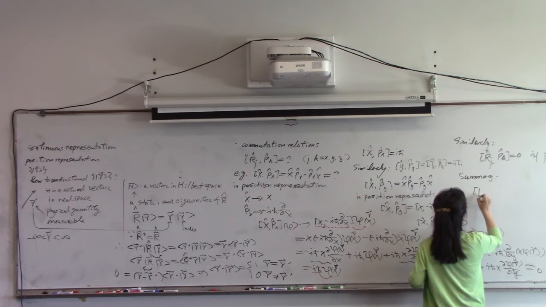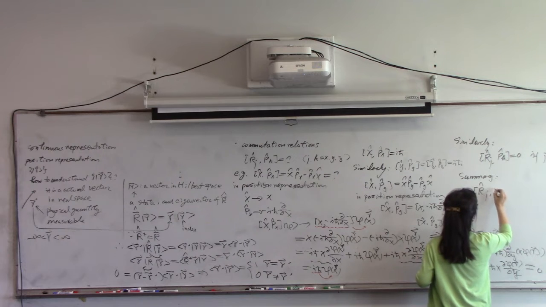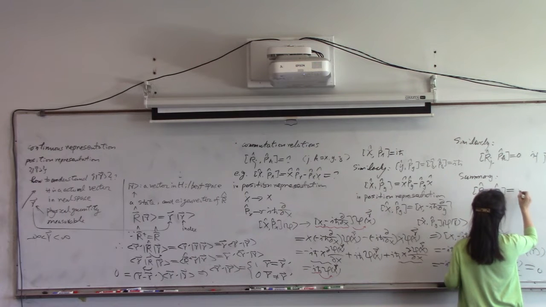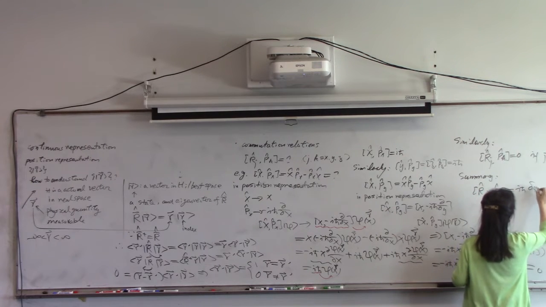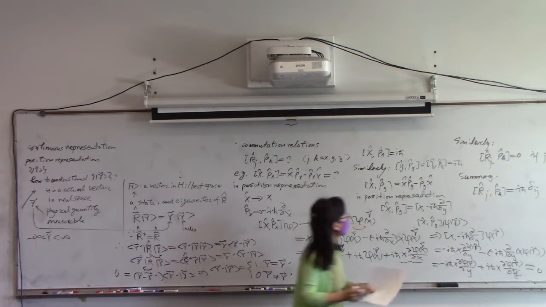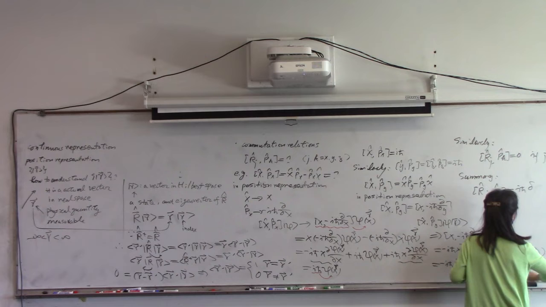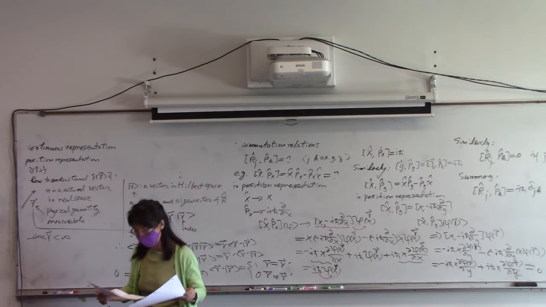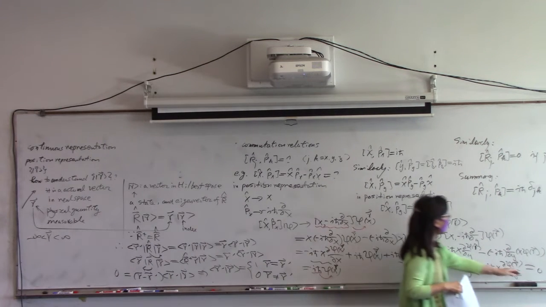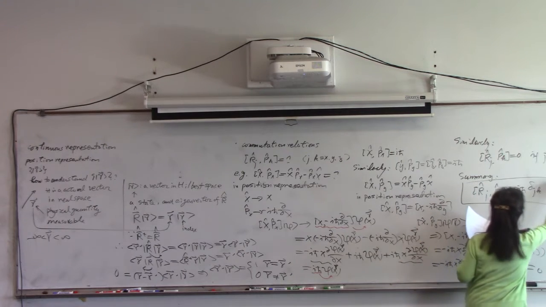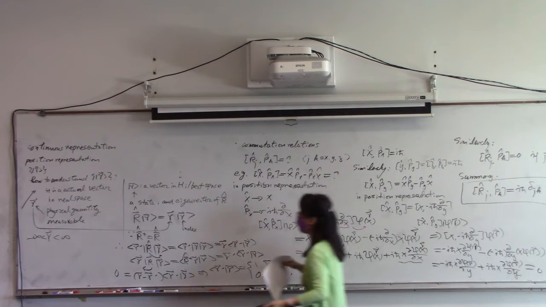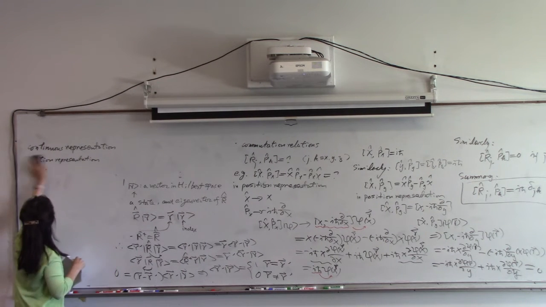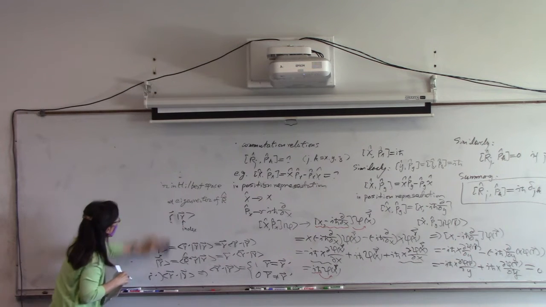Summary. The commutator relation between the position operator and this linear momentum operator is i h bar delta_jk. If j equals k, then we have i h bar; if not, it is zero. That is the commutation relation between the position operator and this momentum operator.